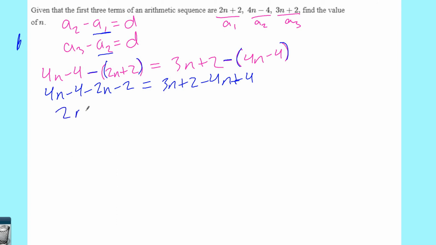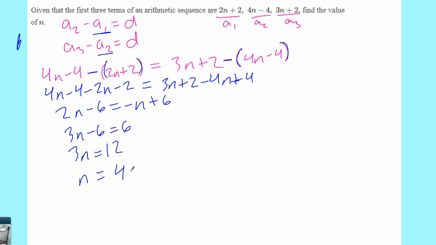So then we get 2n minus 6 equals negative n plus 6. Move the n over, we get 3n minus 6, add the 6, we get n equals 4. There you go. You found it. And to double check it, you can plug it back in. So 2 times 4 plus 2, what is that? 8, 10. Our second term would be 16 minus 4, which is 12, and then 12 plus 2 is 14, and that is an arithmetic sequence, so that looks good to me.